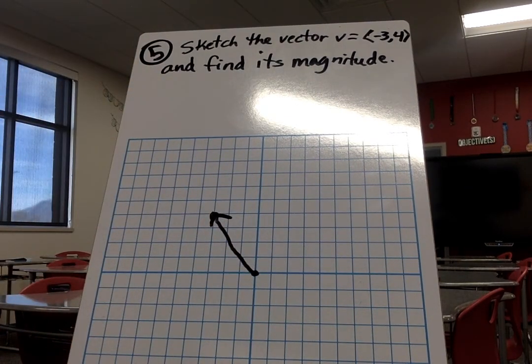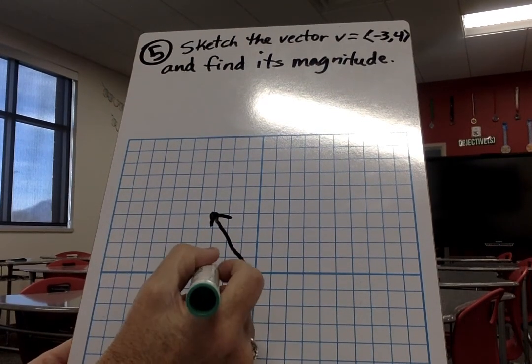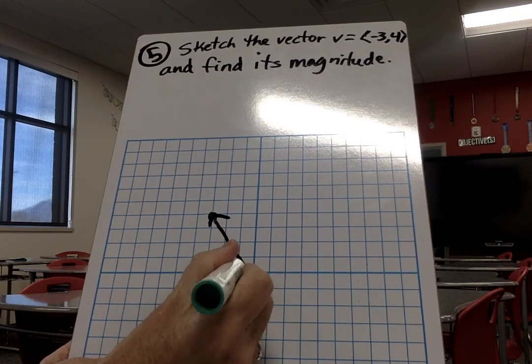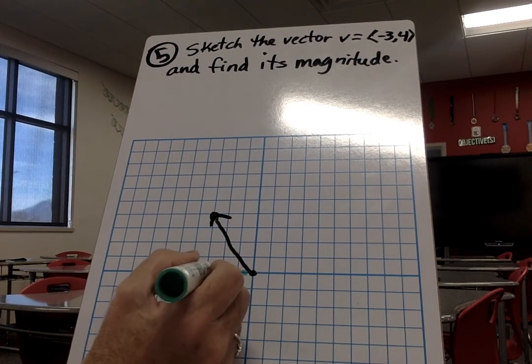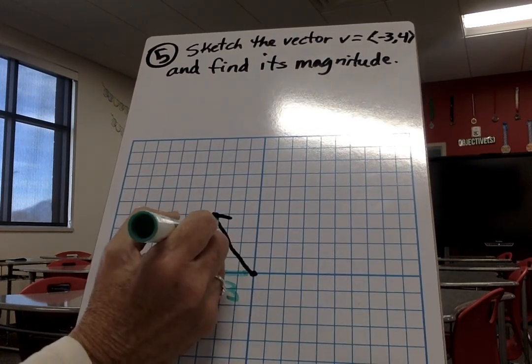Okay? So the magnitude of a vector is kind of like its length. So what we have to do is use the Pythagorean theorem, and what we do is draw a right triangle. Over here, that is going to be -3 because it's actually going 3 left. And then it goes 4 up.